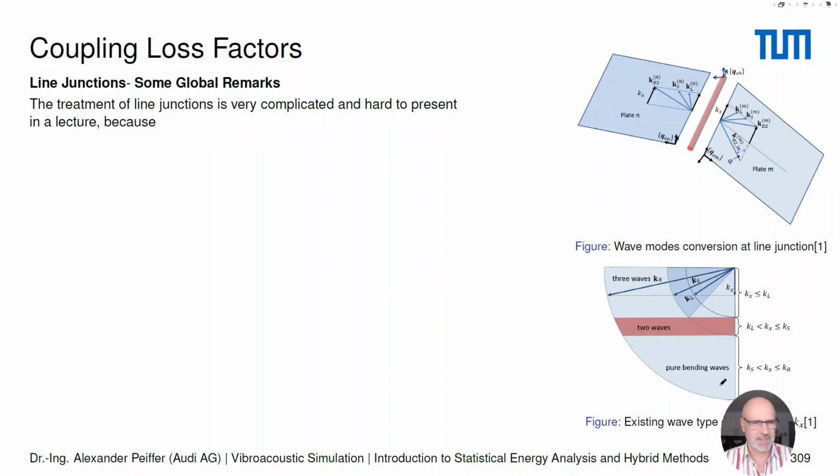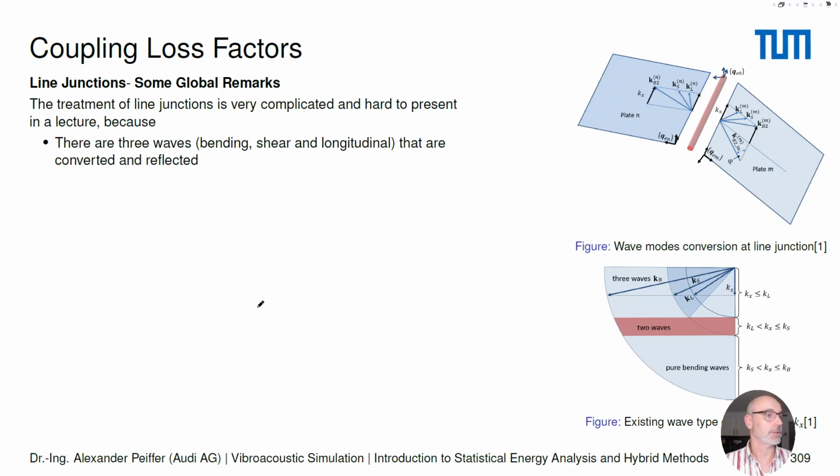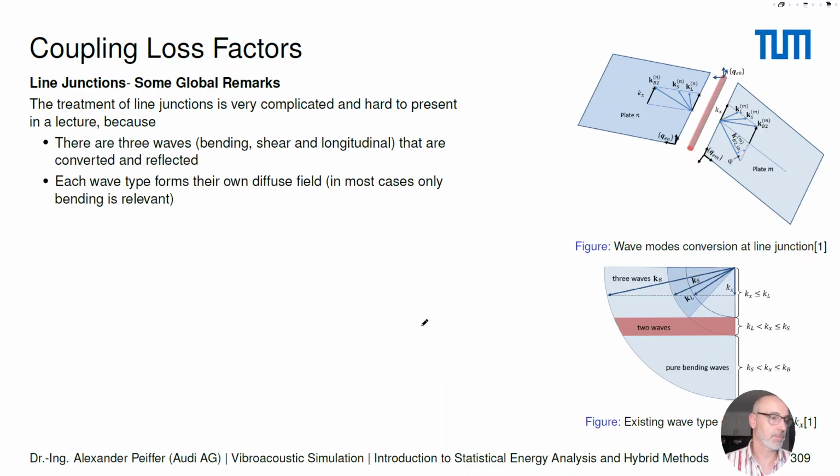So this makes the total setup really, really complicated, and it's not worth putting this in a lecture. It's much better to do this in self-study, again, as described in my book. Good. As mentioned, there are three types of waves. Each type forms its own diffuse sound field, and in most cases only the bending wave is relevant. Why is that? Because they have a much shorter wavelength, and the others are still deterministic.